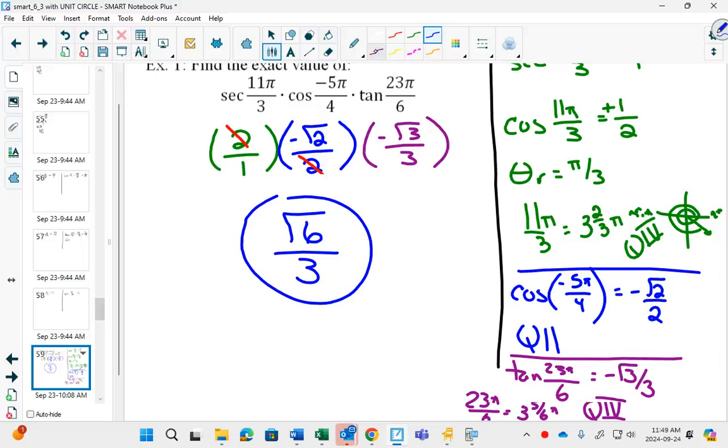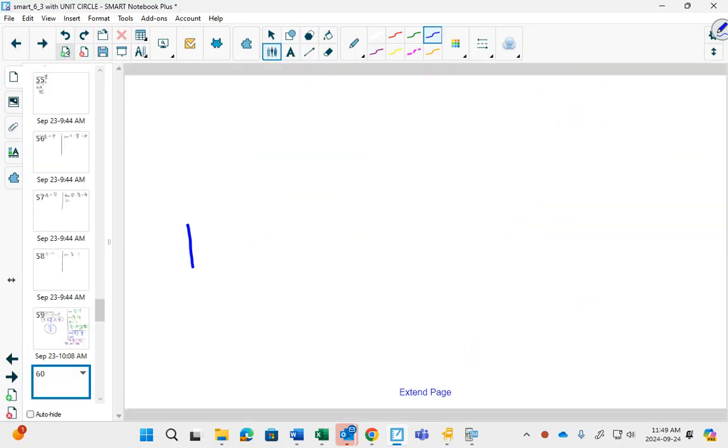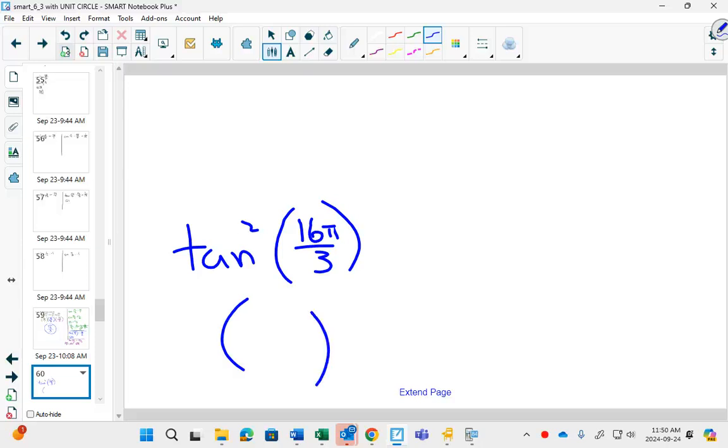Some of them have squared stuff. So I want to just, if you had a question that said, what is tan squared of, let's do, if I gave you tan squared of 16 pi over 3, how would you do this? Well, you would figure out what tan of 16 pi over 3 is, and if you have tan squared, whatever that is, you would square it. So off to the side, I'm going to figure out what tan of 16 pi over 3 is.